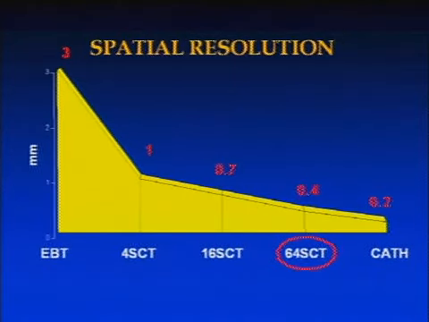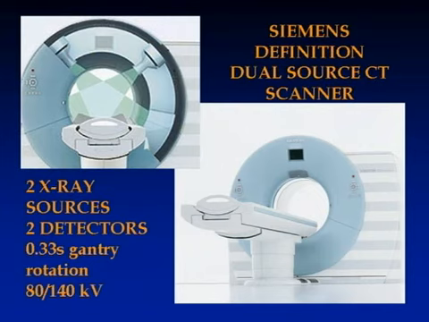When you look at spatial resolution, again, we want to try and achieve that of conventional catheterization, which is 0.2 millimeters. And you can see, even though the temporal resolution of electron beam CT is very good, it really falls apart in terms of spatial resolution, where it's only 3 millimeters. Currently, the 64-slice CT scanner is 0.4 millimeters. So it's close to conventional catheterization, but not quite as good.